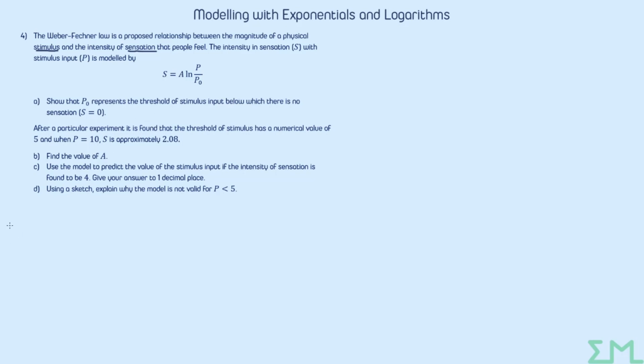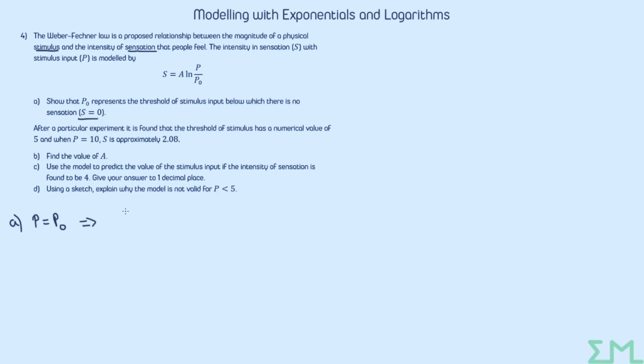Okay, so this is kind of wordy. You have to kind of understand what it means. So they're giving us a little bit of help here. S is 0. So we are trying to show that when P is this threshold of stimulus input, we get 0 sensation. So let's do that.